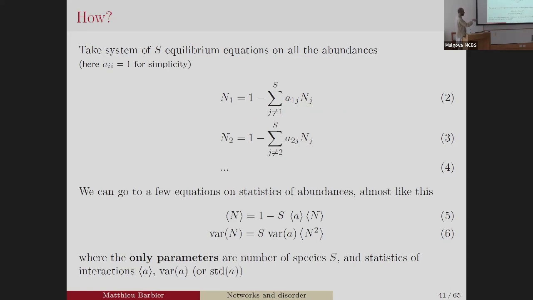The average of the abundance would be just something like this. The variance would be something like this. And then it's a system of two equations which I can solve.